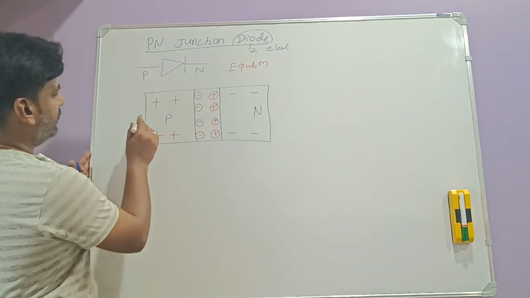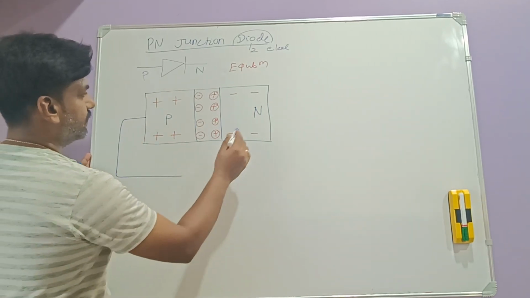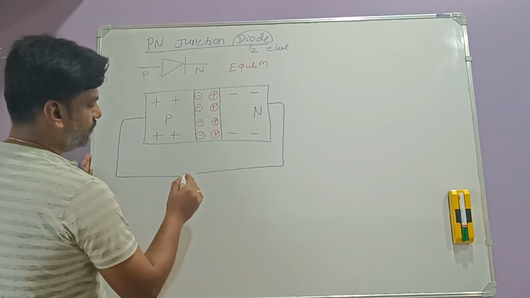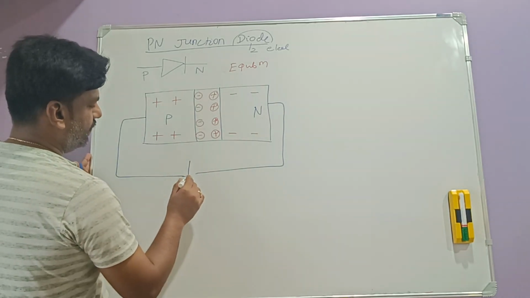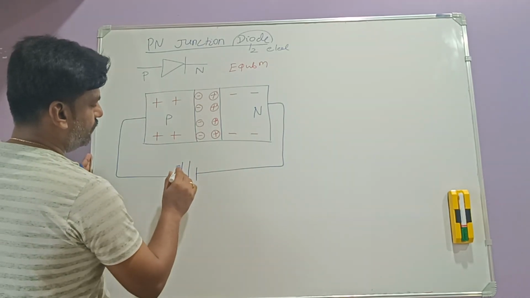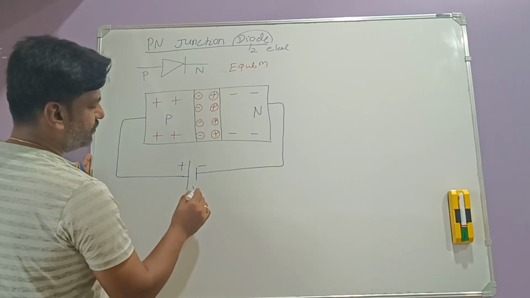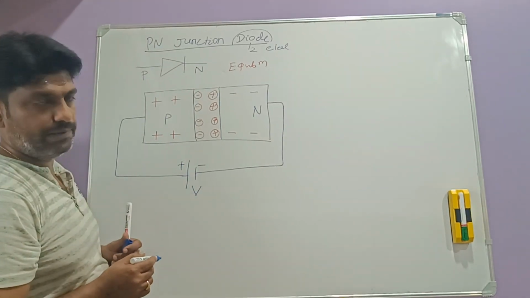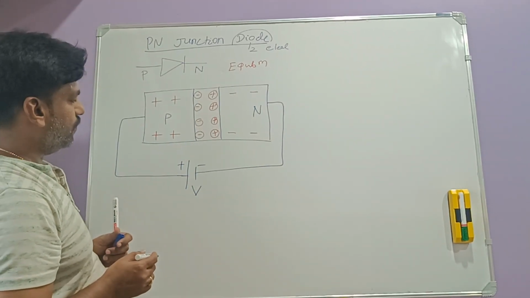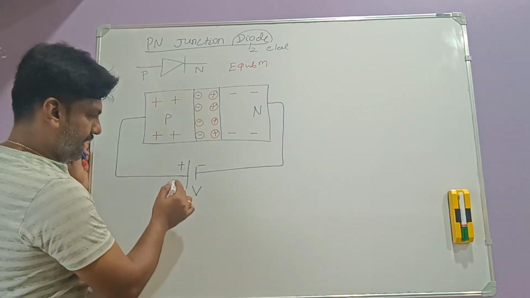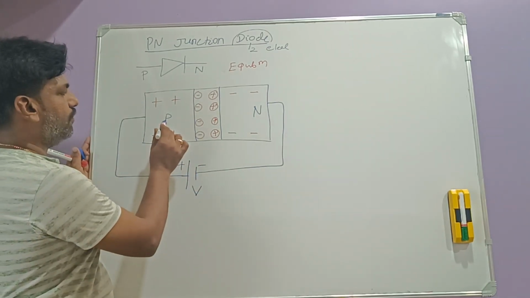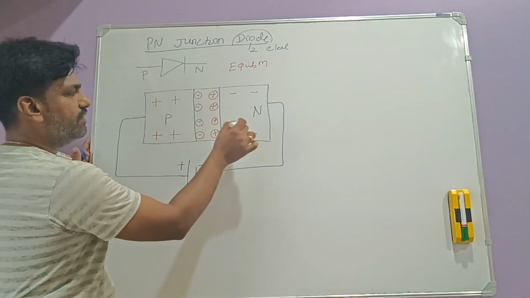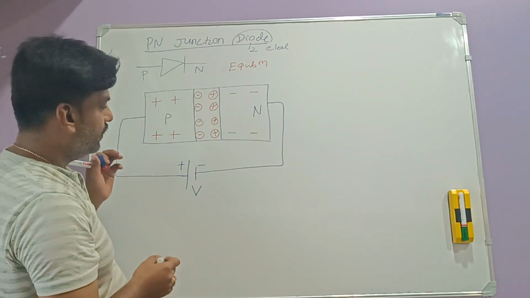How to give the biasing? Take these two electrodes. This side is positive and this side is negative. So it is a positive voltage. I will write it as V, right? Now, if we give this biasing, what is the effect on this P type and what is the effect on this N type? We'll see.